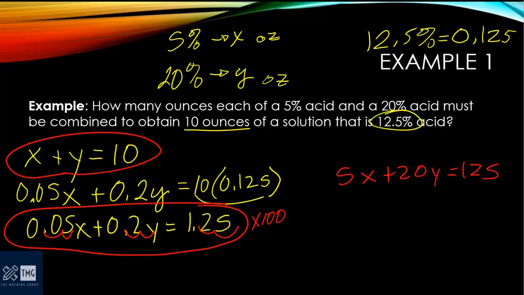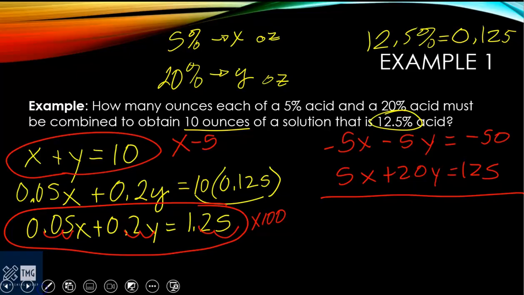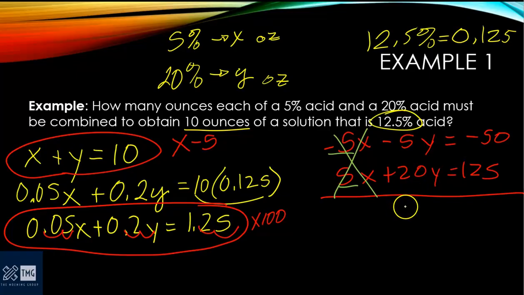Now, in thinking about elimination, I'm going to multiply the top one by -5 because then I will have -5x minus 5y equals -50. If you notice when I did that, it allows me to have the same coefficient of x, right? They're both 5s, but we have opposite signs. So if I take -5x plus 5x, those go away, right? It's just 0. Then I have -5y plus 20y, which is 15y, and -50 plus 125 is 75.